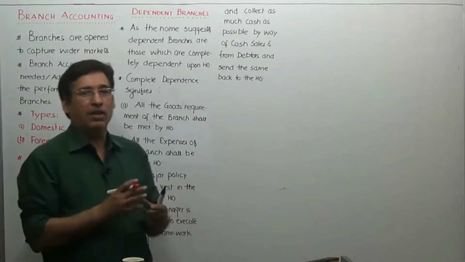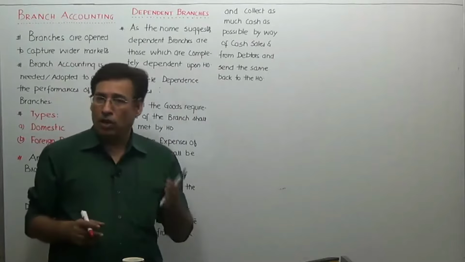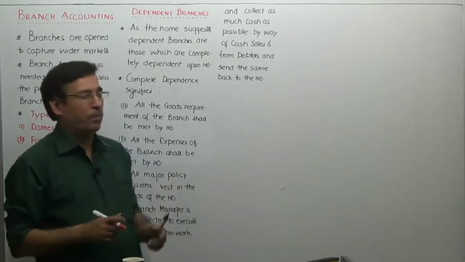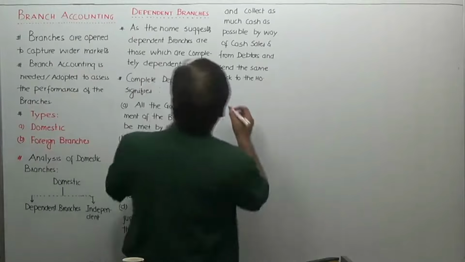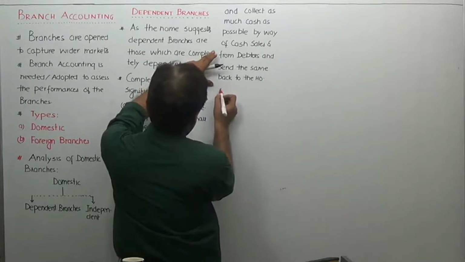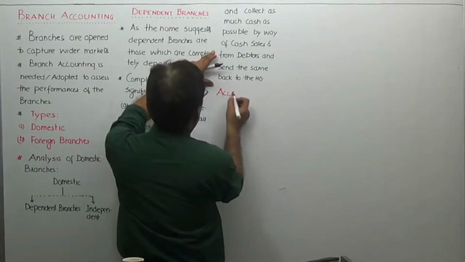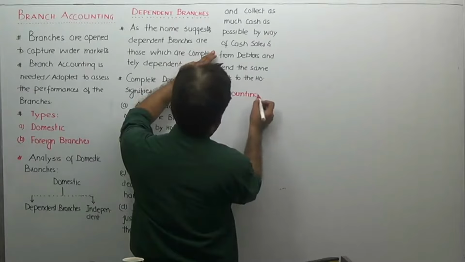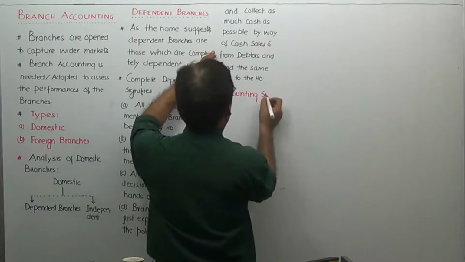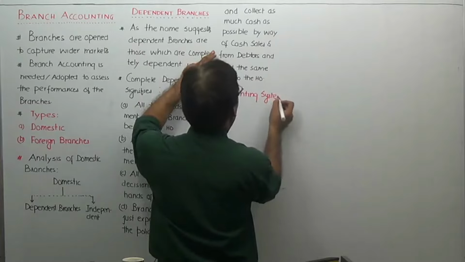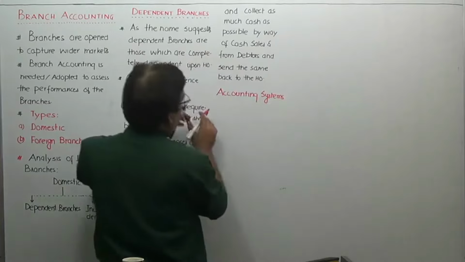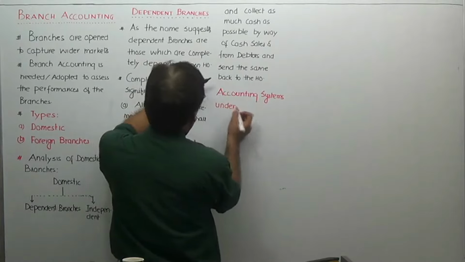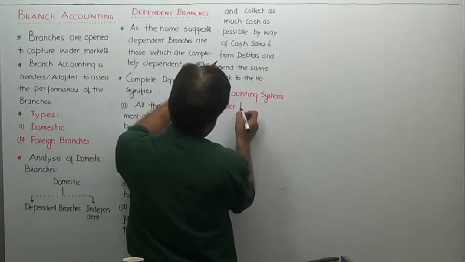Now, we will see later on that there are various accounting systems as far as dependent branches are concerned. Prominent among them is the debtor system, the stock and debtor system. Then we will see the wholesale branch system, also known as the branch final account system. So now, next one is accounting systems under dependent branches.